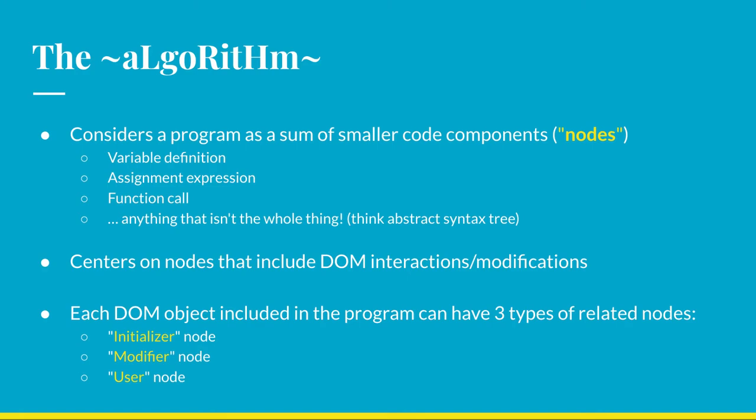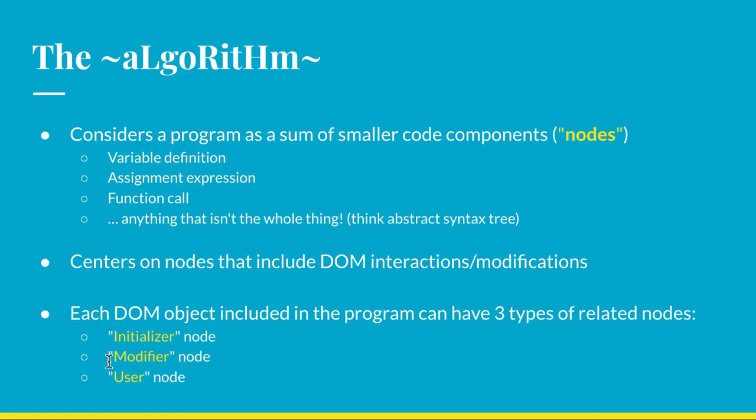So let's say that we have this red div on a page. An initializer node related to this red square DOM object div would be if there are properties for that red div that are set in the HTML. So for example, let's say that its position from the top and left corner of the screen were set in the JavaScript, then whatever code was doing that would be an initializer node for the given red div DOM object.